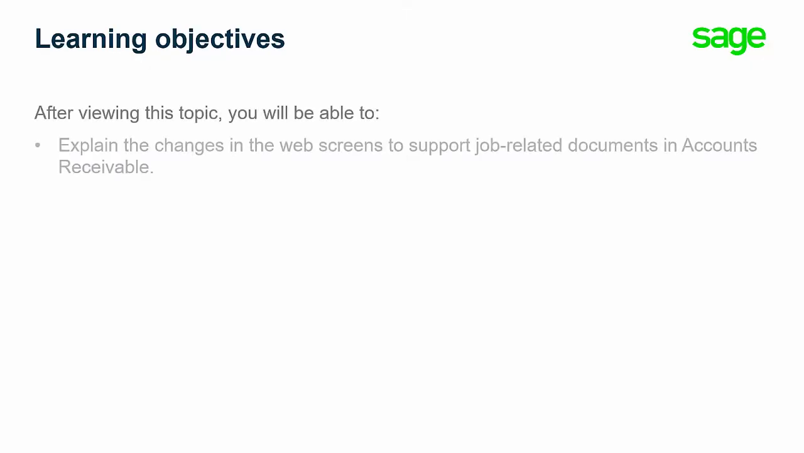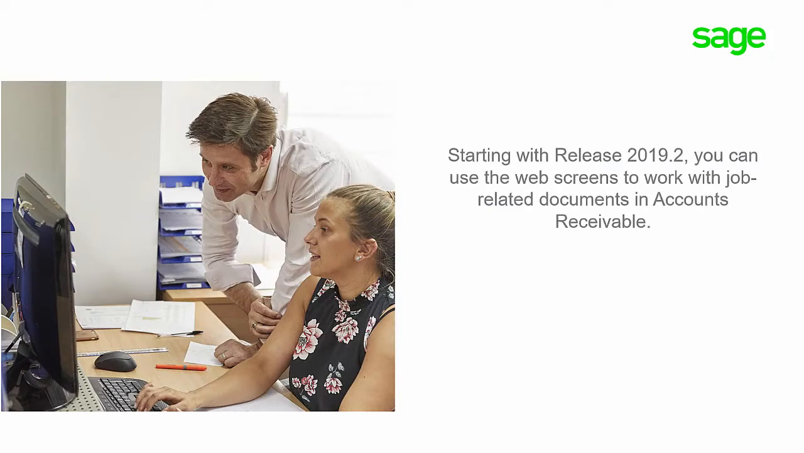Over the next few minutes, we will explain the changes in the web screens to support job-related documents in accounts receivable. If you use Sage 300 Project and Job Costing to manage contracts, starting with Release 2019.2, you can use the web screens to work with job-related documents in accounts receivable.